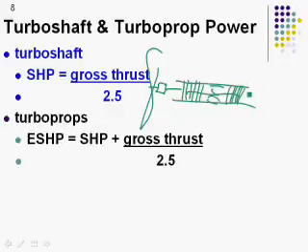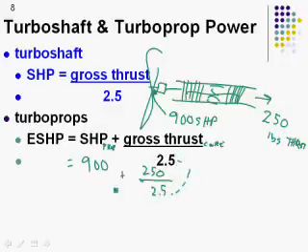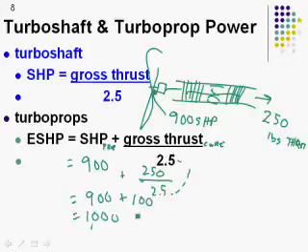Equivalent shaft horsepower. So let's just say we got a turboprop. Make sure we put the extra turbines in there. And we're spewing out 250 pounds of thrust out of the core, and the power going to the propeller shaft is, let's say, 900 shaft horsepower. So we can plug the numbers in. 900 shaft horsepower going to the prop. Gross thrust of the core is 250, and we've got to divide it by 2.5. So we get 900 plus, let's see, 2.5 goes into 250 a hundred times. So we've got 1,000 equivalent shaft horsepower.